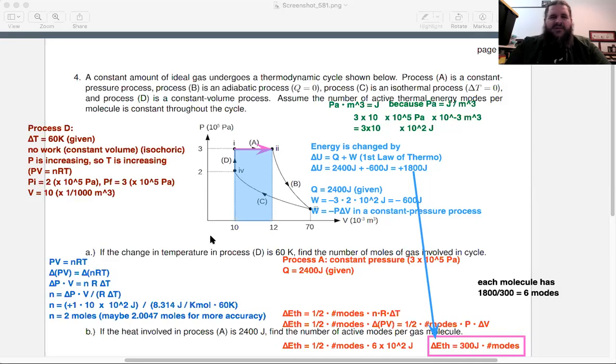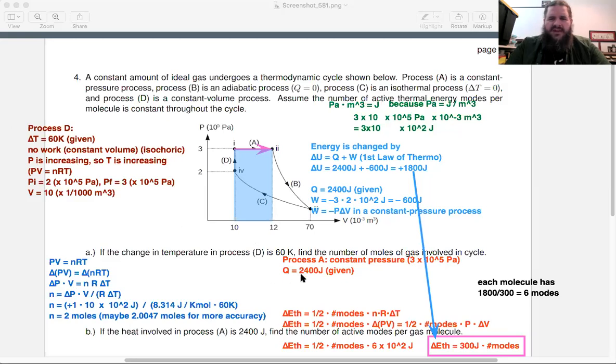Any questions on that so far? I have a quick question about that. Mm-hmm. So if they tell us the heat involved is 2,400 joules, why is that equal to the internal energy and not the Q for the system?